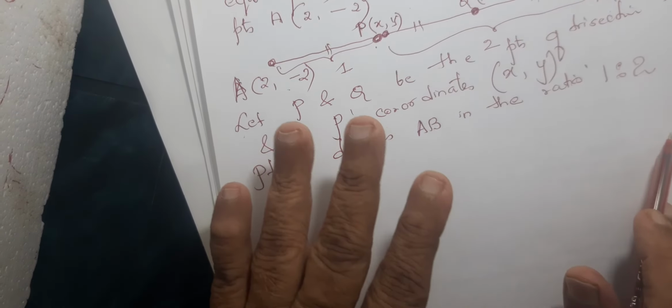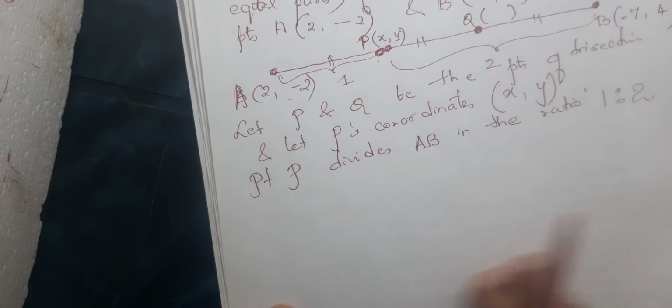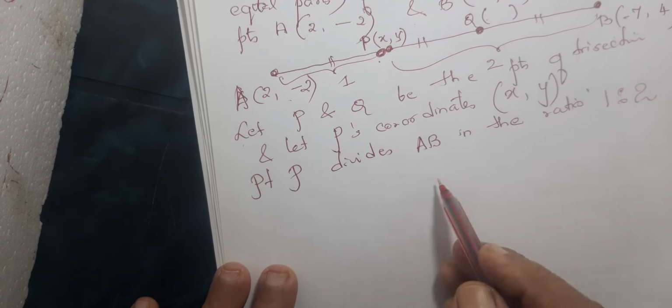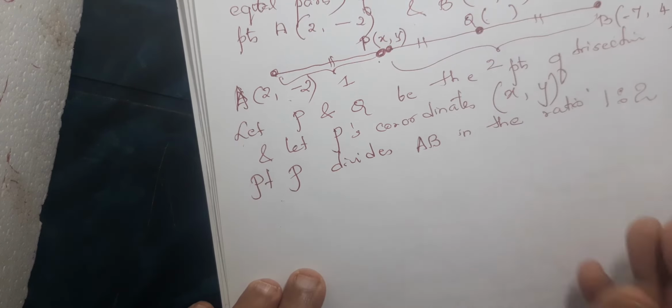Now this is an important sum. It comes for 3 marks. So if it comes, you must be able to do it, and you have to write it down like this. Then only the examiner will understand. Now let P divide AB in the ratio 1:2.